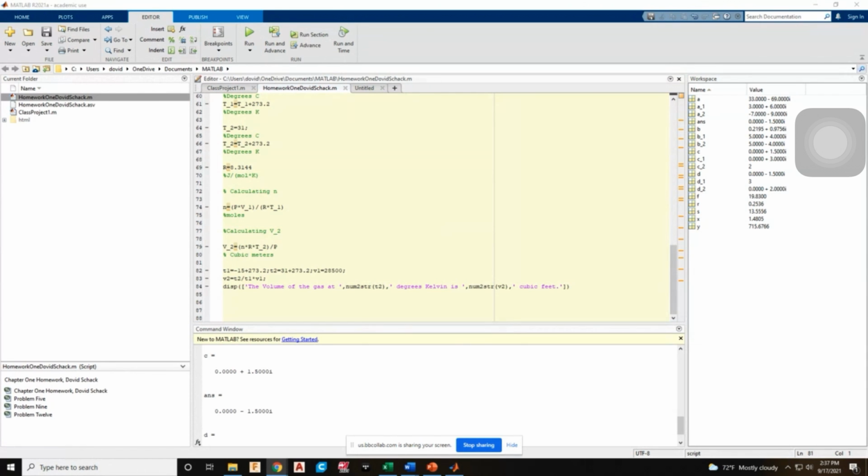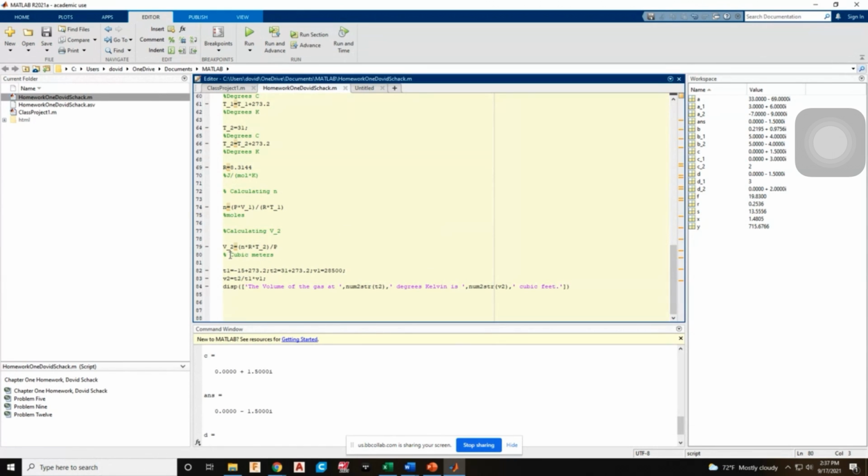So anytime you have a percent, it means that's a comment that's for you to know what that means, but it doesn't get executed, right? It's for you to remember what R stood for. Maybe he could have said R is the constant of whatever, and so on and so forth, right?